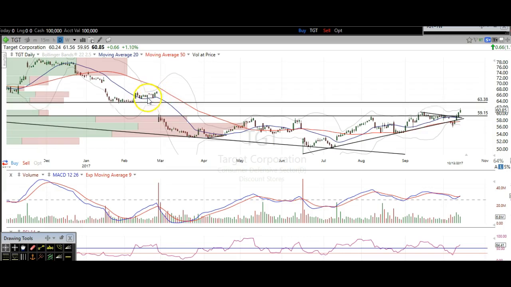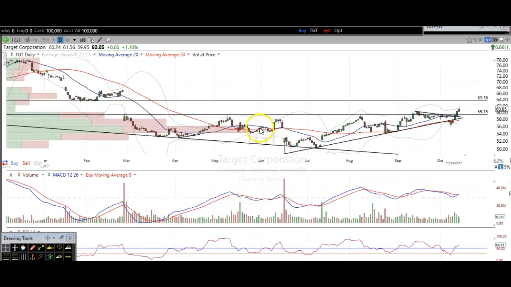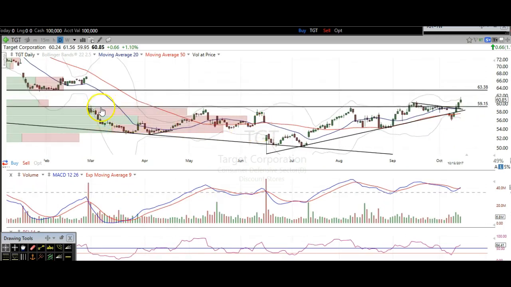All right, so those are conservative targets based off of this false breakdown and also the break back above this resistance. You can clearly see this is a key level right here. And now we're breaking out to new 52-week highs. Very nice action on Target.